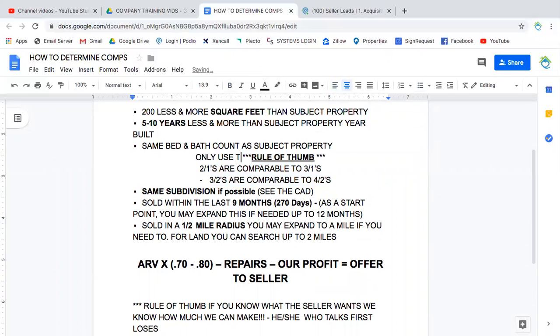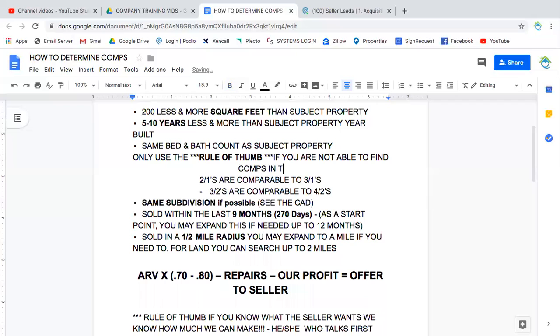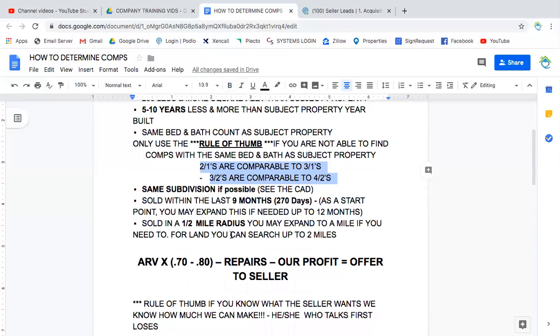Only use the rule of thumb if you are not able to find comps with the same bed and bath as subject property. Very simple. All right, so if you're not able to find a same bed and bath, make sure you use this rule of thumb so you are able to widen your criteria to find comparable sales.